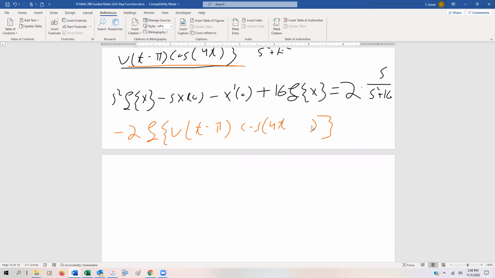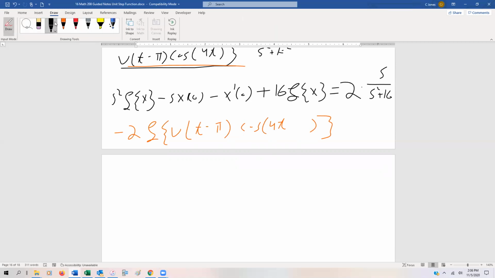Now, one of the things that we have to do, and this is the really tricky part about unit step functions, is we have to have t minus pi right here. One of the tricks that we usually do is we say, okay, I can add pi and I can subtract pi, and that would get us to what we need. But then we'd have to use a sum and difference formula, so we don't want to do that. Let's forgo it this time.